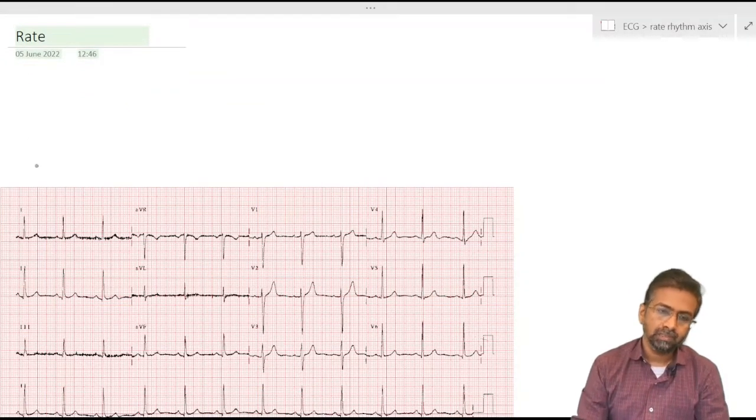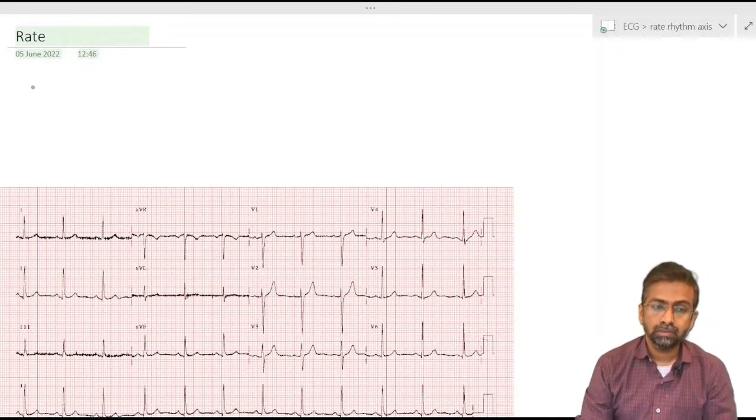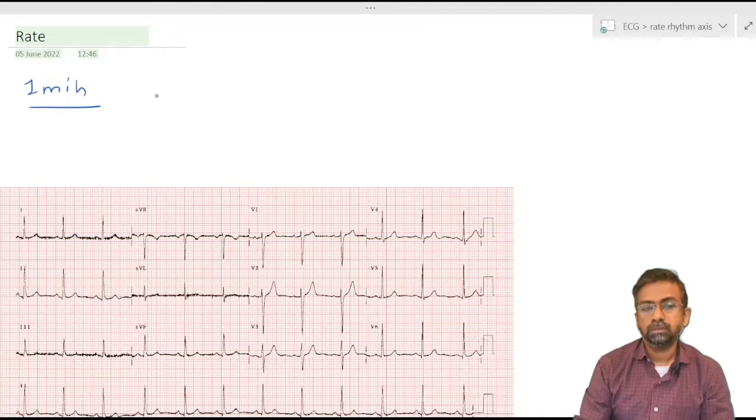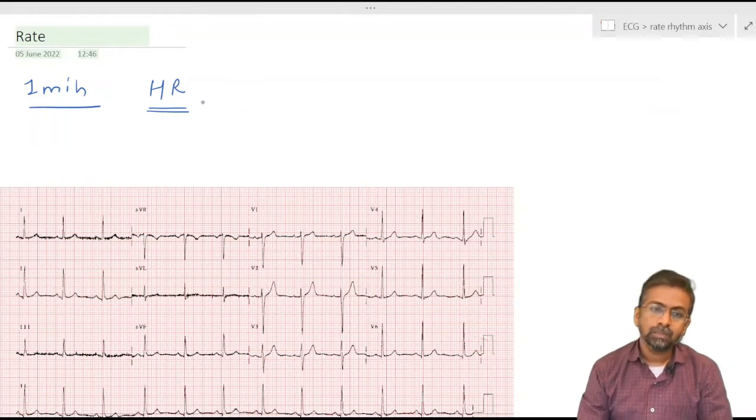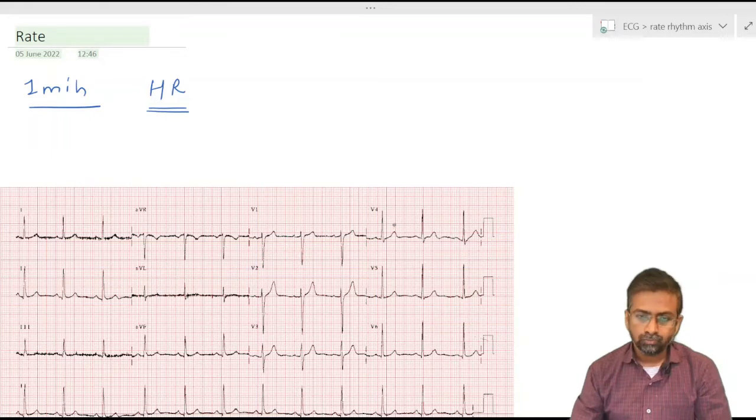It's very easy. Heart rate we calculate per minute. So the number of heartbeats per minute will give you the heart rate. So how to calculate heart rate per minute? There is a very simple formula. One formula is you take any two consecutive R waves.